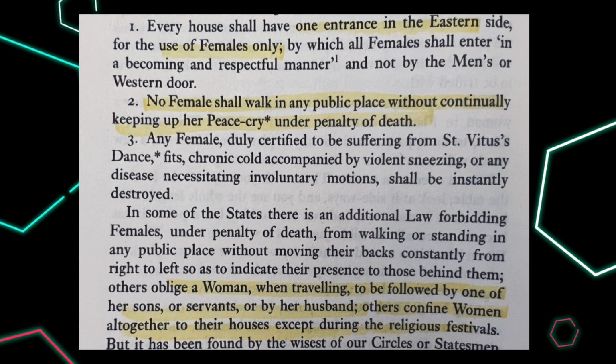Accordingly, Flatland has several laws to protect men from women. Every house shall have one entrance in the eastern side for the use of females only. No female shall walk in any public place without continually keeping up her peace cry under penalty of death. Others oblige a woman when travelling to be followed by one of her sons or servants or by her husband. Others confine women altogether to their houses except during the religious festivals.